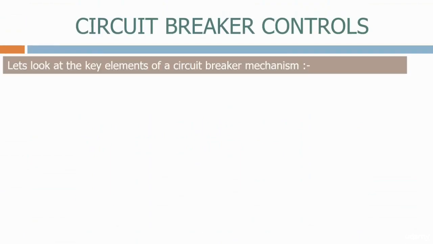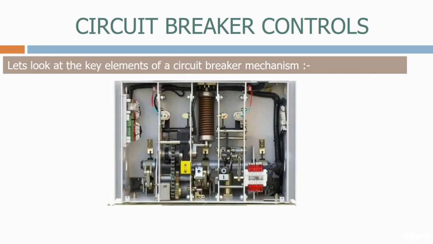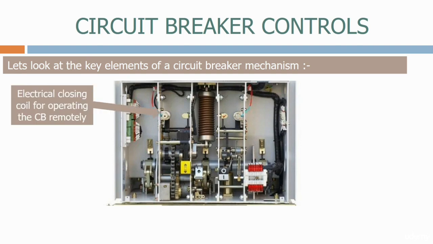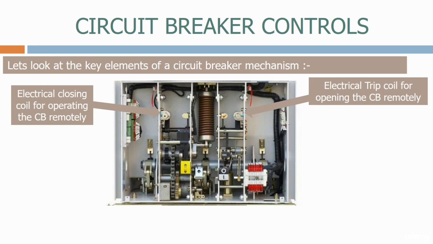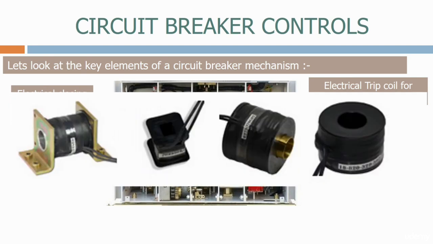Let's look at the key elements of a circuit breaker mechanism. Here's a typical mechanism for a high voltage circuit breaker. First, we have the electrical closing coil for operating the CB remotely. We then have the electrical trip coil for opening the CB remotely. These close and trip coils are basically heavy-duty solenoids, which mechanically force the mechanism to operate.